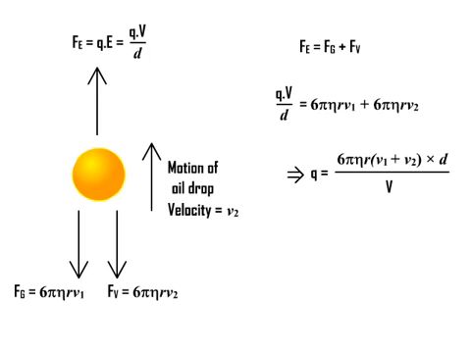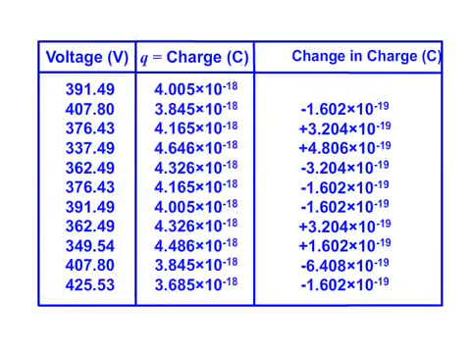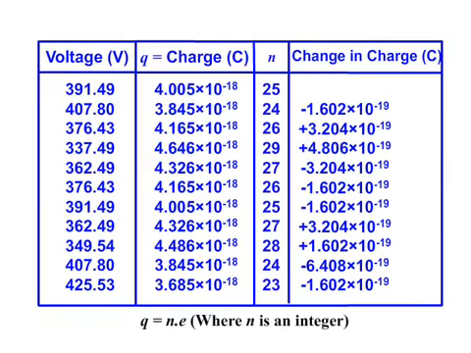The charge on different oil drops was calculated. Now Millikan prepared a chart like this. The chart showed the charges he got on the oil drops, and he found the difference between two charges like this. It was noted that the charge on an oil drop is always an integral multiple of a minimum charge, and the minimum charge was found to be 1.602 times 10 to the power minus 19 coulomb.